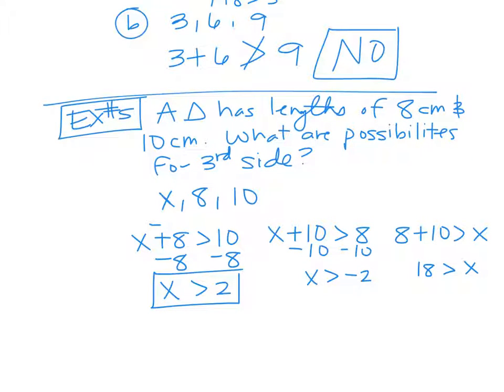But now here's the thing. You have 3 numbers. We want a range. It's got to be between this length and this length. Which 2 of those 3 do you suppose you're going to use? X has to be greater than 2 and less than 18. Why? Why can we not use X is greater than negative 2?